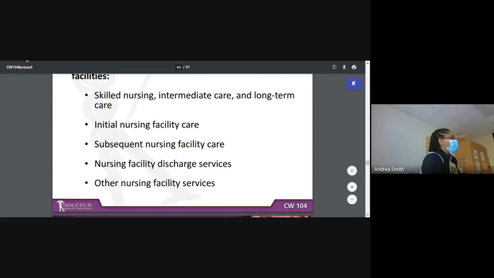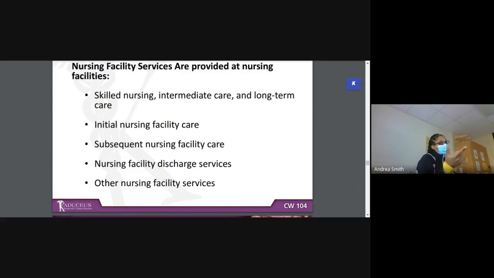So what does that mean? When they first come in, they're going to get an exam, because those doctors need to know what's going on with the patient. While they're there, they're going to have subsequent visits. So more than likely not a full exam, but a follow-up to a follow-up to make sure they're still trucking along like they're supposed to. They have nursing facility discharge services, so you have to do an exam to be discharged, either back home or to another facility. And then they have other nursing facility services that are not listed here, but they're in the book.